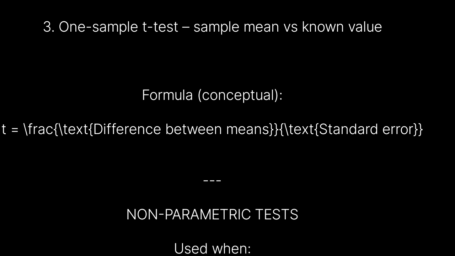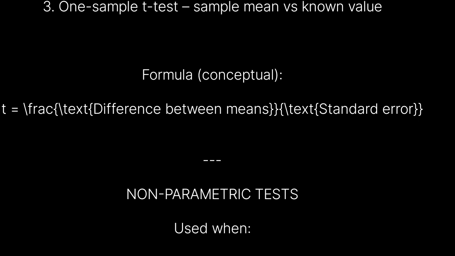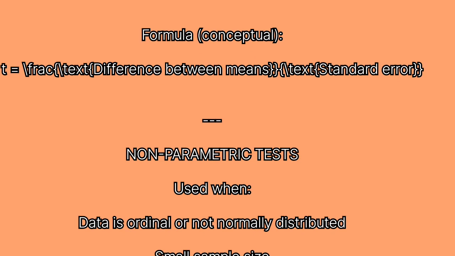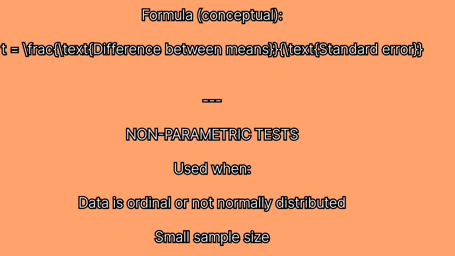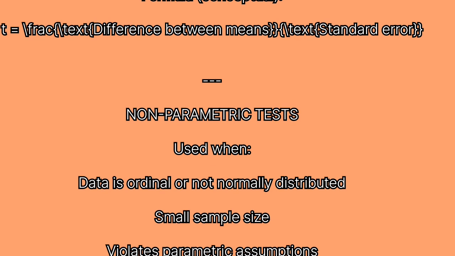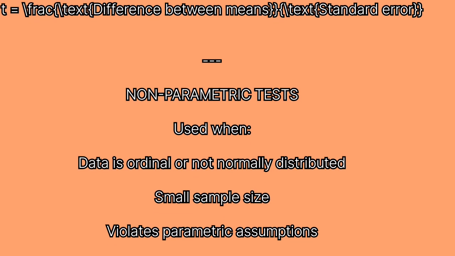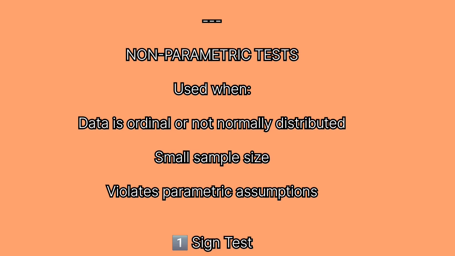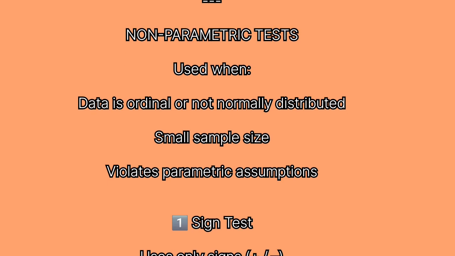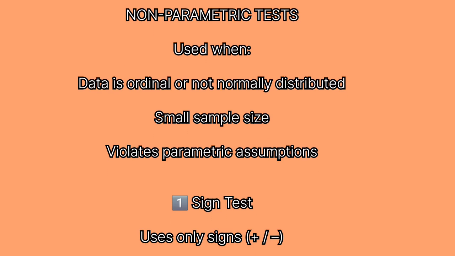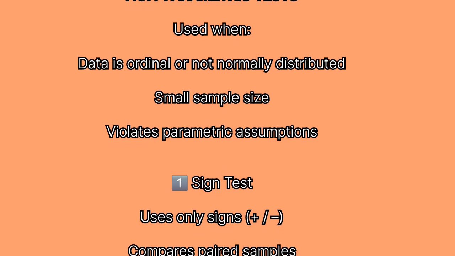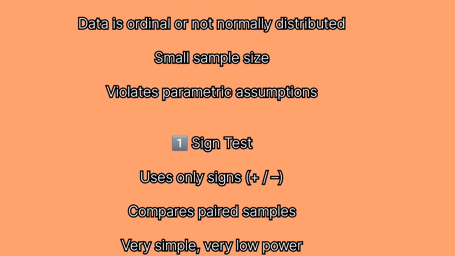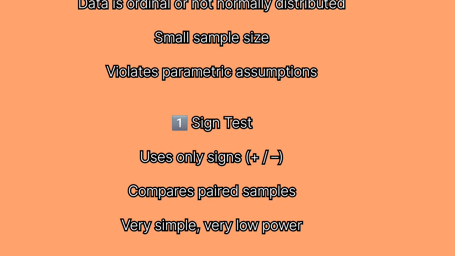Non-parametric tests are also there. They are used when data is ordinal or not normally distributed, for example a small sample size, or when it violates parametric assumptions. The first is the sign test. This uses only signs like plus or minus, and compares paired samples. It is very simple but has very low power.